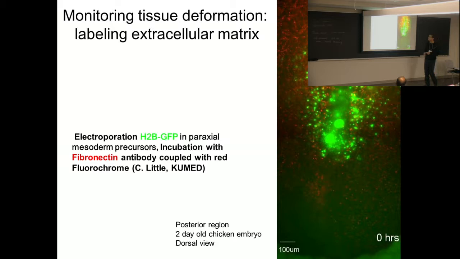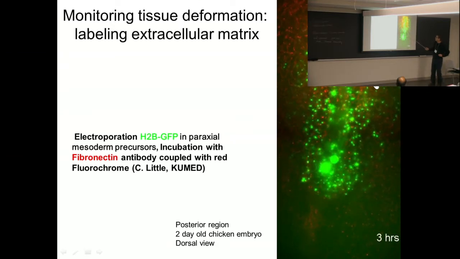But what we did next was to look at tissue deformation. For that, we used a trick that was initially developed by Charlie Little at KUMC, where you can label the extracellular matrix with an antibody against fibronectin, which has been labeled with a red fluorochrome. This is what you can see here. At the same time, you can label cells of the presomitic mesoderm by electroporation of an H2B-GFP construct, which is going to produce a fluorescent protein in the nucleus of these cells. So in this embryo, you can track at the same time the fate of the extracellular matrix, the fibronectin, which will reflect the deformation of the tissue, and the movement of the cells, because the cells have an active movement in this context, unlike the plant cells again.